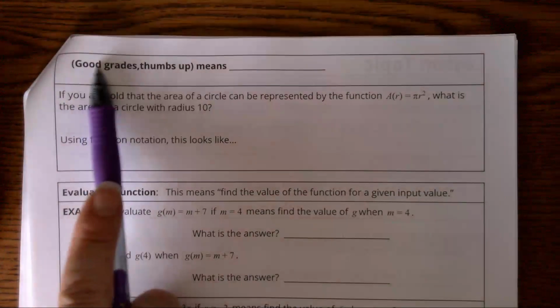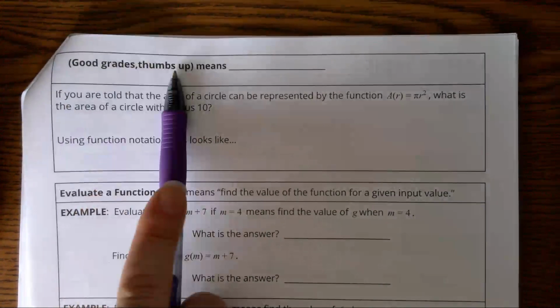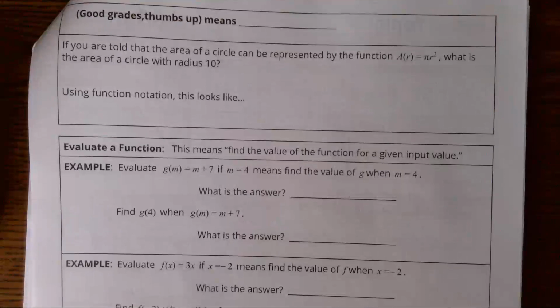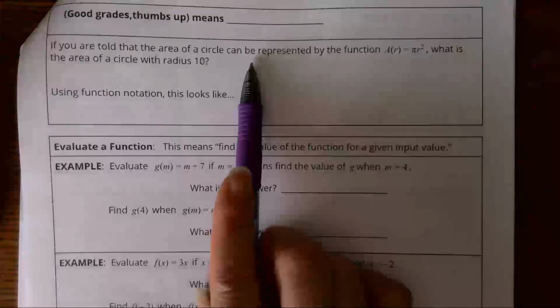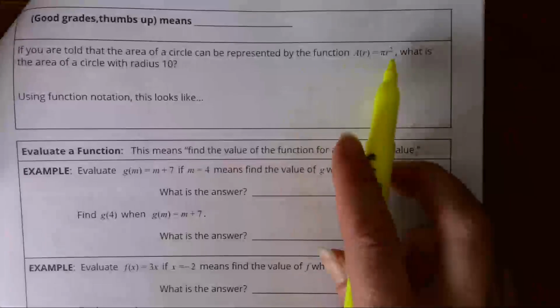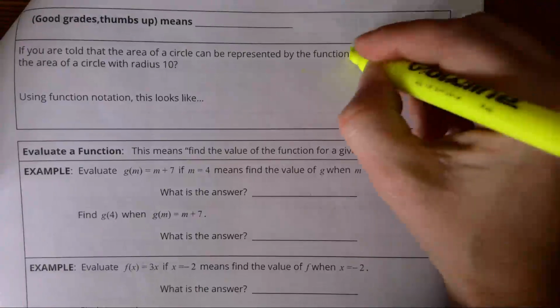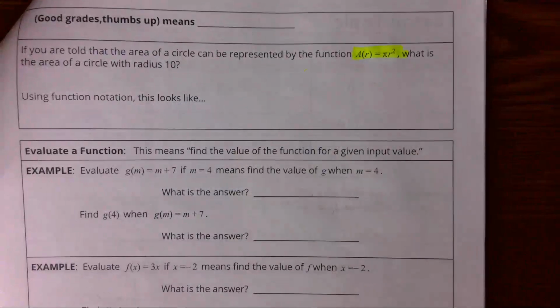It would be f of good grades equals thumbs up. You don't have to write that one down, but f of x equals y. All right, if you are told that the area of a circle, I know you've done this before, can be represented by the function A of r equals pi r squared. Area of a circle. Probably done this before.